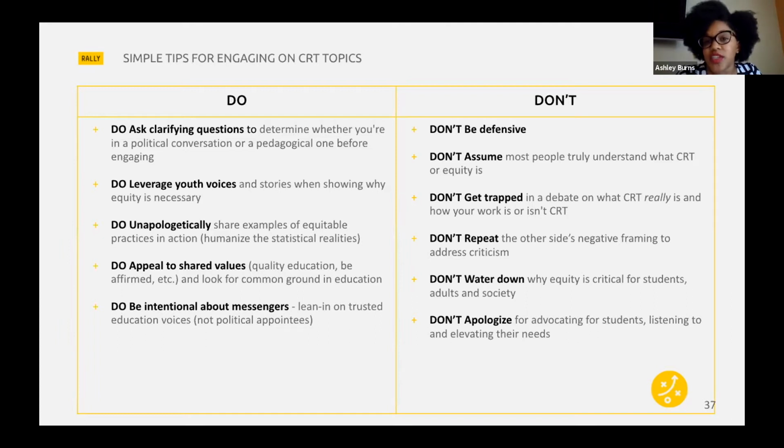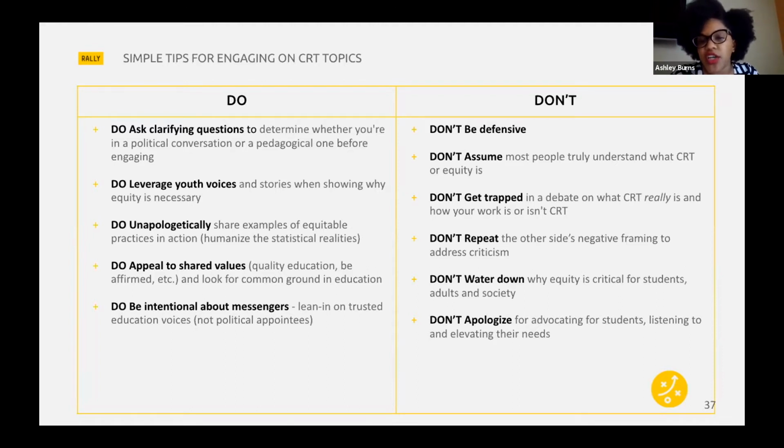Something that we're seeing that does work is really leveraging youth voices and stories when showing why equity is necessary. Don't get trapped in a debate. However, do unapologetically share some examples of equitable practices in action. There's a few others here I want to share. Do appeal to shared values, so quality education being affirmed. I'm going to ask a question in a moment, but I've heard belonging, trust, stress, like these core human emotions, things that anyone can relate to, no matter who they are or where they come from.